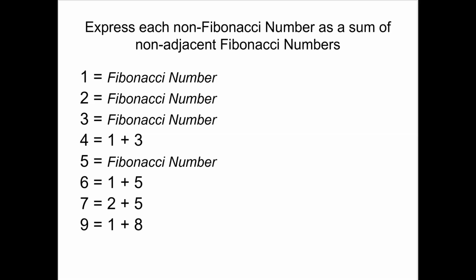So let's look. Our first non-Fibonacci number is 4. We can express that as 1 plus 3, which are two non-adjacent Fibonacci numbers. How about 6? We can write that as 1 plus 5. 7 as 2 plus 5, 9 as 1 plus 8.